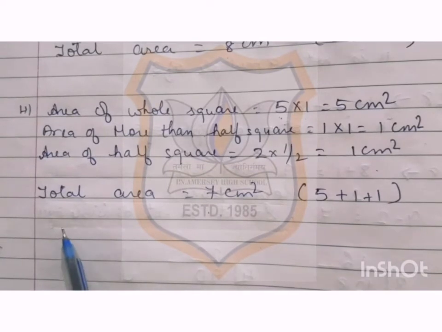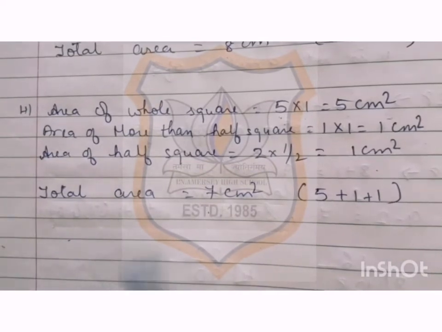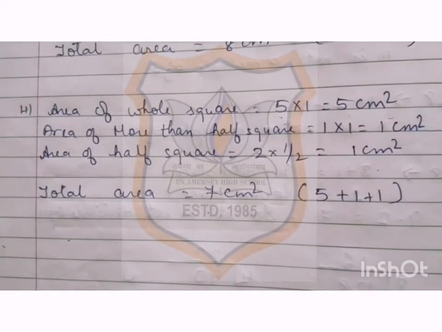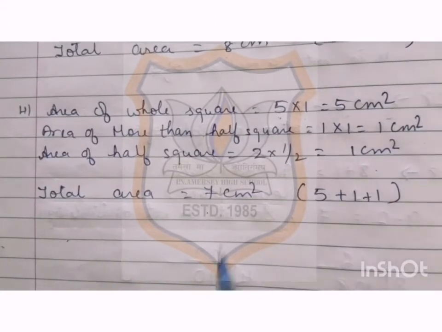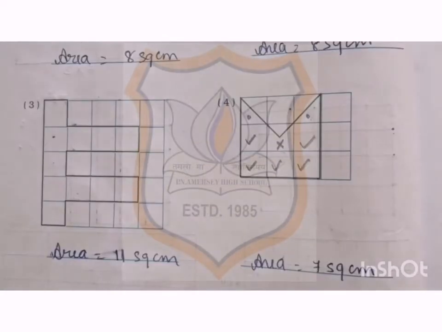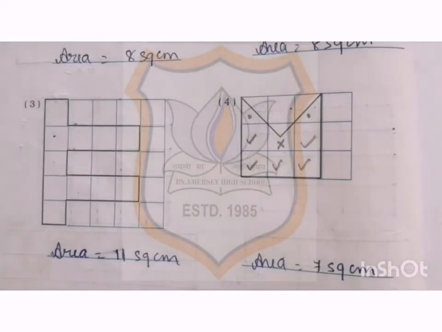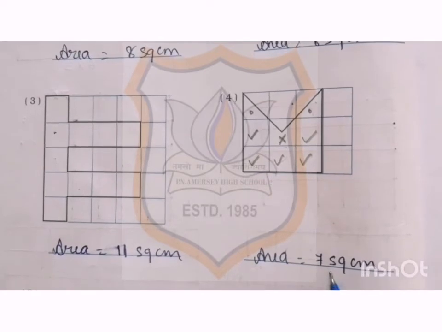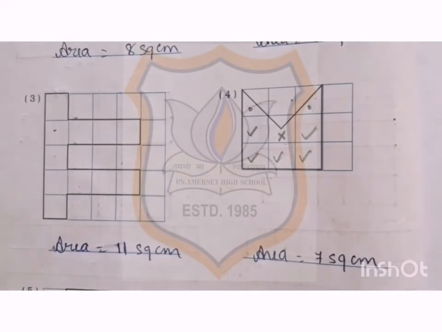Now we have to find out the total area. To find out the total area, we have to add whole squares, more than half squares and half squares. So by adding 5, 1 and 1, we get 7 centimeter square. So the area of sum number 4 is 7 square centimeter. Students, try to solve the remaining sums by yourself.